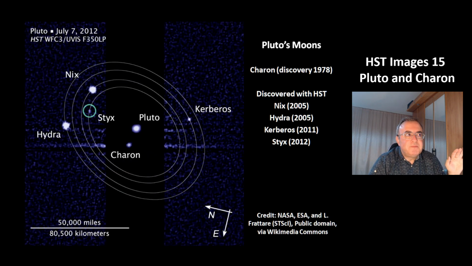And this is a picture from the Hubble Space Telescope of Pluto's moons. The biggest moon is Charon. It was found in 1978. And all the other 4 tiny moons were found with the help of the Hubble Space Telescope. Those are the moons Styx, Nix, Kerberos, and Hydra.